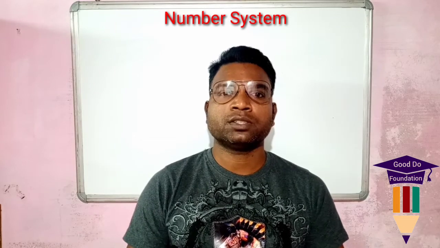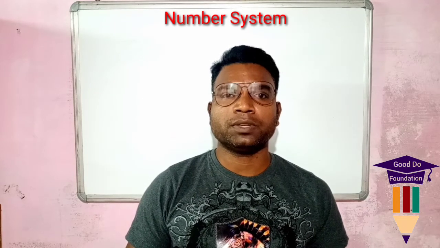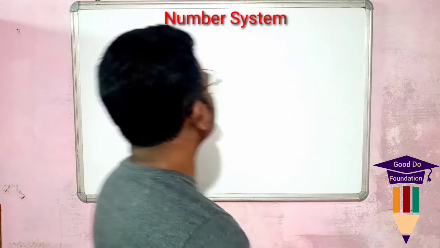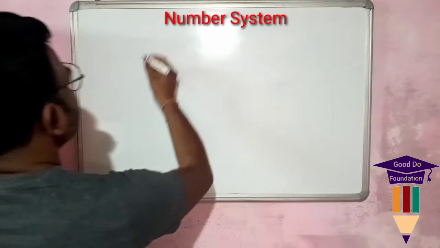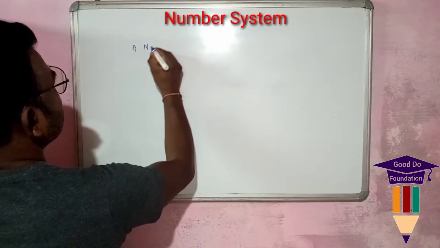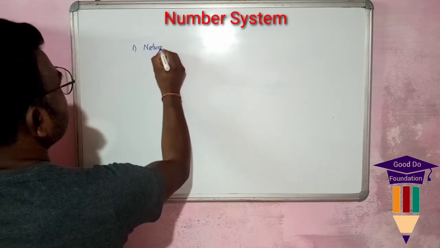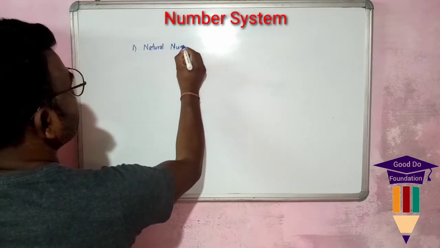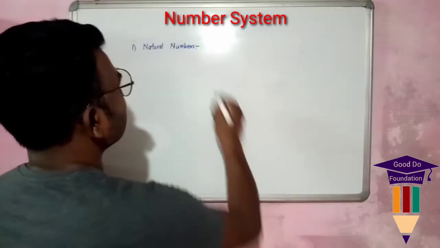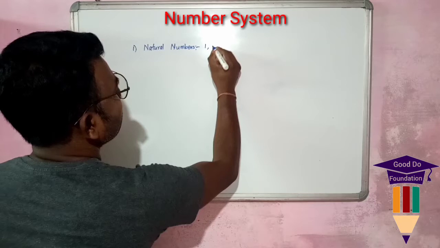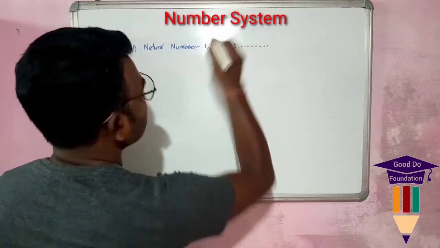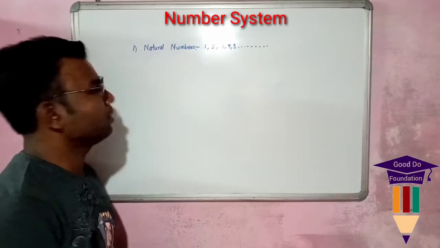Good morning, students. Today we are going to deal with the topic number system. You might be knowing about these types of numbers. First, we'll discuss natural numbers. Children, the numbers which we can write as 1, 2, 3, 4, 5 and so on, which you can count, are known as natural numbers.